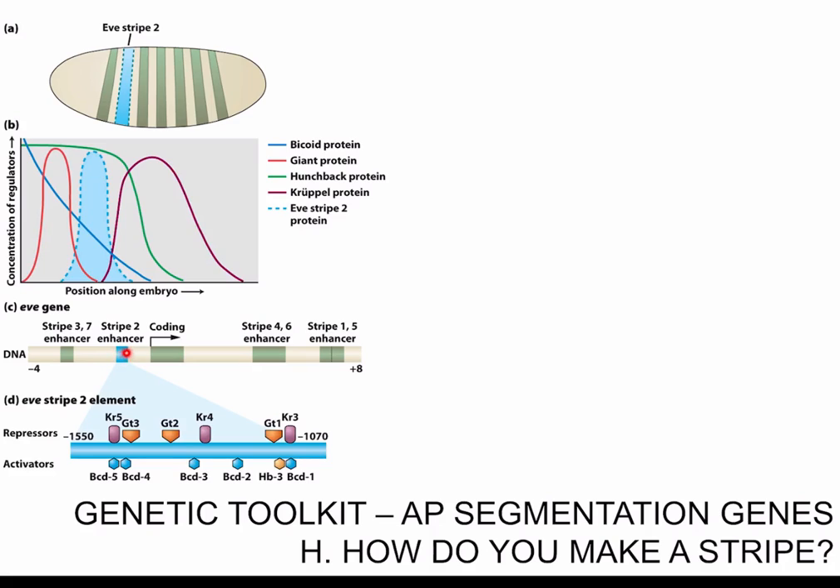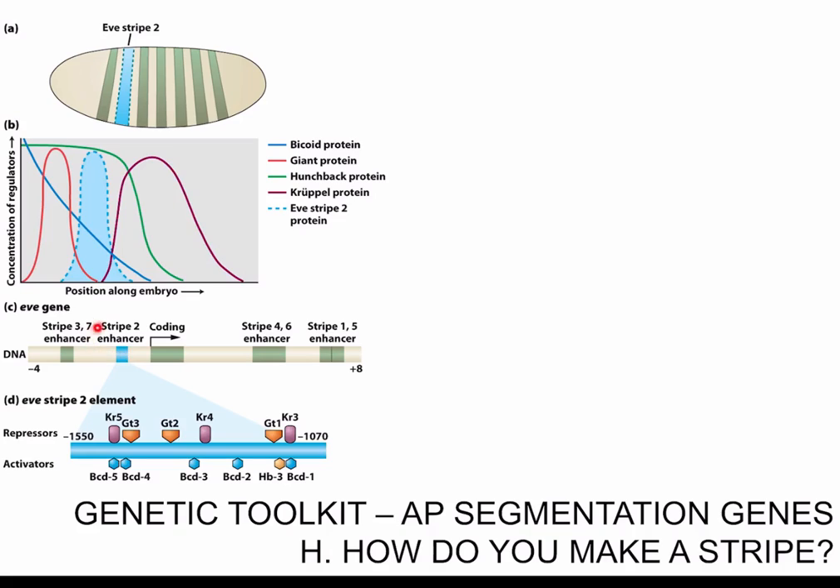particular stripes. So this blue one drives expression in this region of the embryo, which corresponds to the second stripe of the Eve expression. Another enhancer called the stripe 4-6 enhancer drives expression in the 4th and the 6th stripes, and the 3-7 enhancer drives expression in the 3rd and the 7th stripe, and then there is a 4th enhancer for the expression of even skipped in the 1st and the 5th stripes.